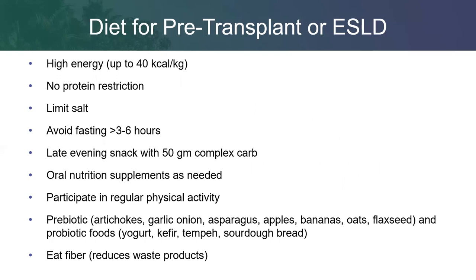So diet for these end-stage cirrhotic patients or prior to transplant, this is what we use at Keck Hospital of USC, really a high energy, high protein diet in small frequent bouts, limiting salt overall. So we just say, try to take the salt shaker away, looking at their liberalization for restriction, avoid fasting for greater than 3 to 6 hours, depending on the patient, and consuming a late evening snack with a 50 gram complex carb to help tide them over to the morning, using oral nutritional supplements, regular physical activity, eating foods that are full of both prebiotic and probiotic, as well as trying to get in some fiber.